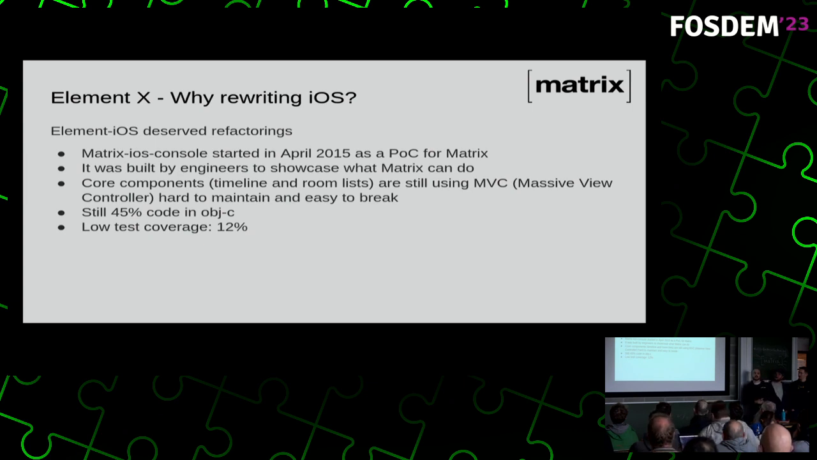Element iOS is quite old. It started in 2015. Essentially, it was, as I said, a POC to showcase what Matrix was capable of. It started as being named the Matrix iOS console, in fact. Then it went through a bunch of identity crises and changed the name three times. I guess it was first console, then Vector, then Riot, and now it's Element. Let's hope it's going to stick with Element.